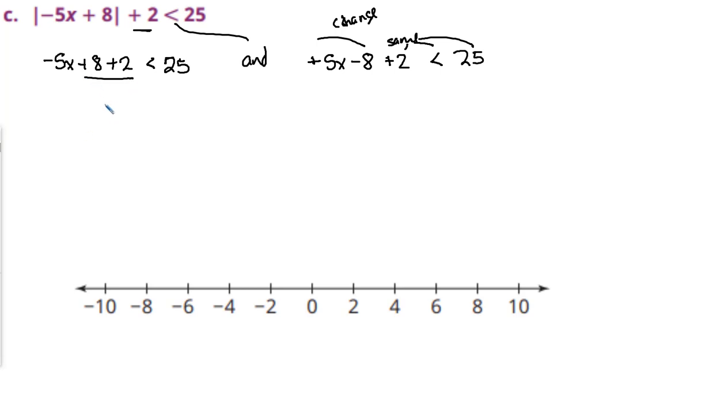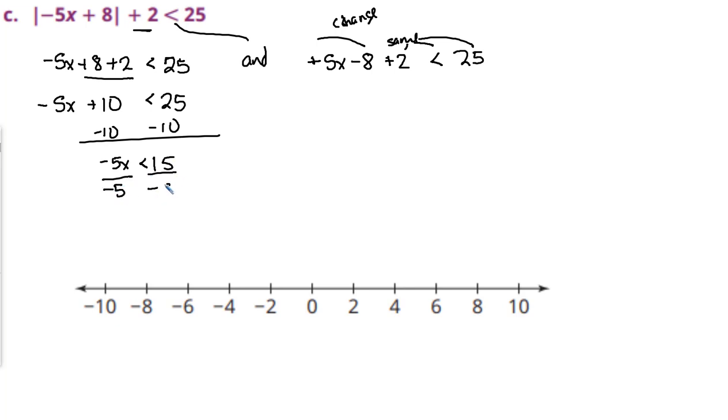And so combine like terms, those two become 10. Negative 5x plus 10 is less than 25. Subtract the 10 from both sides. Negative 5x is less than 15. Divide by a negative 5. So since we're dividing by a negative, it causes our inequality to switch directions. And so x is greater than negative 3. So at negative 3, I put an open circle because it doesn't have a bar underneath it. And let's go over and solve the other one.